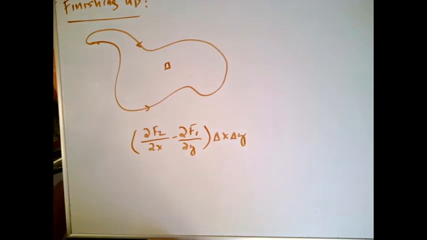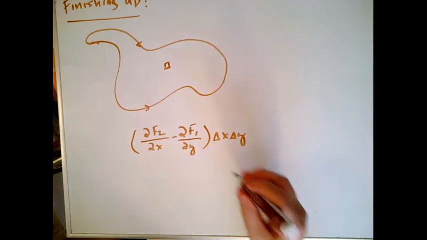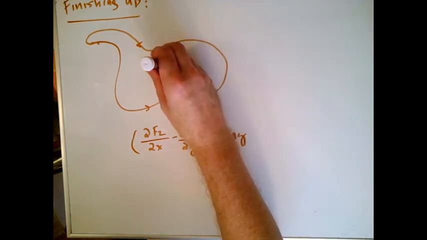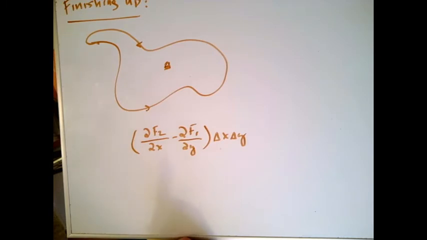Here's where we actually get to finish up, and we do what I would call the fundamental theorem of calculus thing. What we did in the last little video was to calculate the work done around a little tiny rectangle going counterclockwise, and we got an answer that looked like that. Now the idea is I want to put two of these next together.